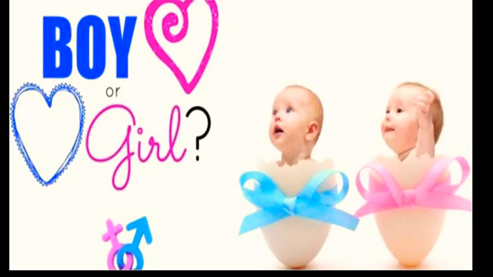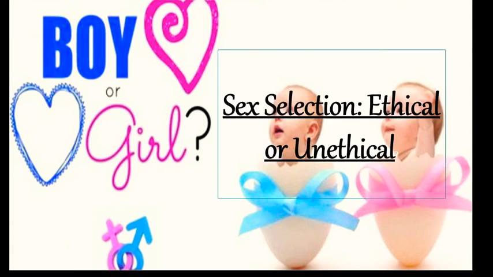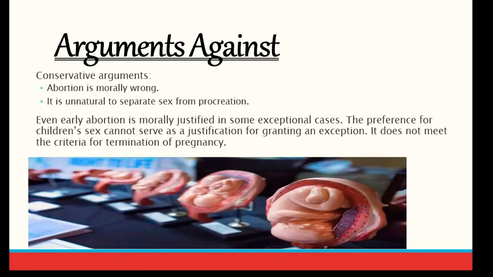Next thing, boy or girl? Is it ethical or unethical? Sex selection, ethical or unethical? First of all, what are the arguments against sex selection? Conservative arguments are that abortion is morally wrong. It's unnatural to separate sex from procreation. Even early abortion is morally justified in some exceptional cases, but the preference for the child's sex cannot serve as a justification for granting an exception. It does not meet the criteria for termination of pregnancy. Termination of pregnancy is not ethical.